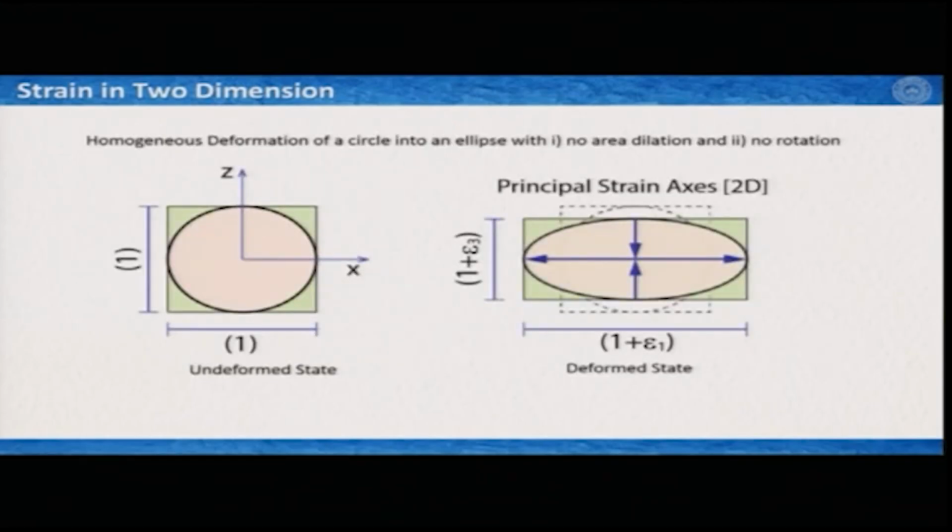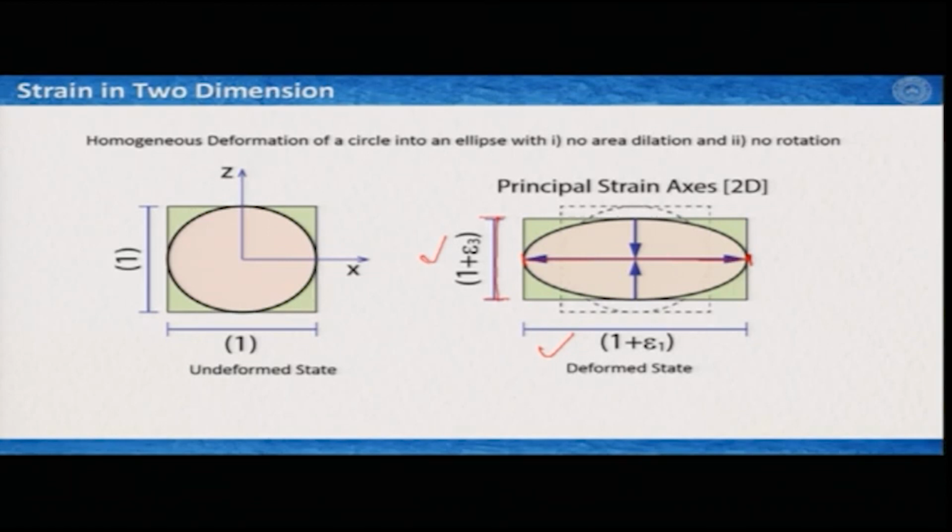So this is the pictorial description of the principal axis in 2 dimensions of a deformation of a circle. Now if this is the circle and I deform it, keeping the volume constant, it takes the shape of this ellipse. This is the long axis of this ellipse, which is 1 plus epsilon 1, and this is the short axis of this strain ellipse, which is 1 plus epsilon 3, and these two are your principal axes of strain in 2 dimensions.